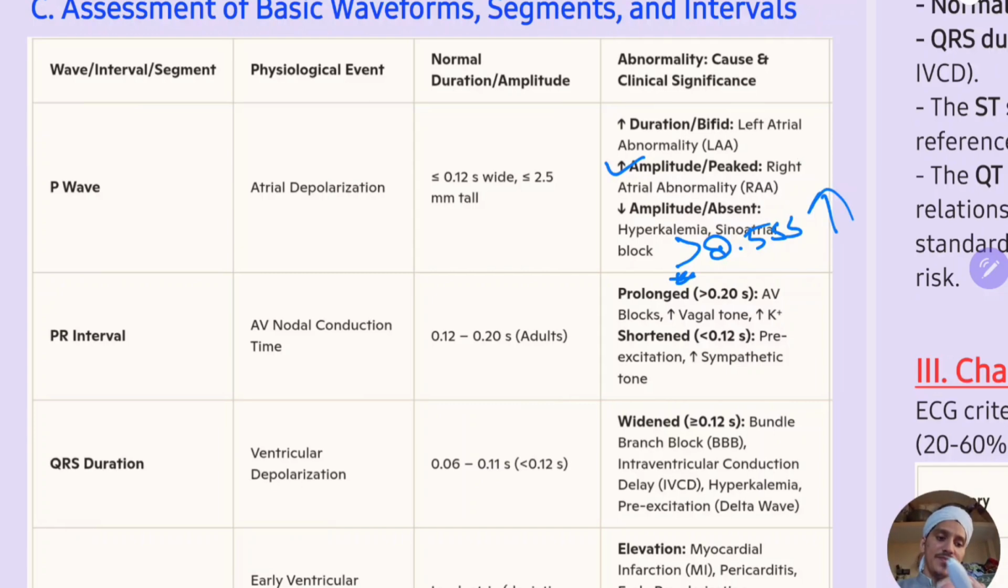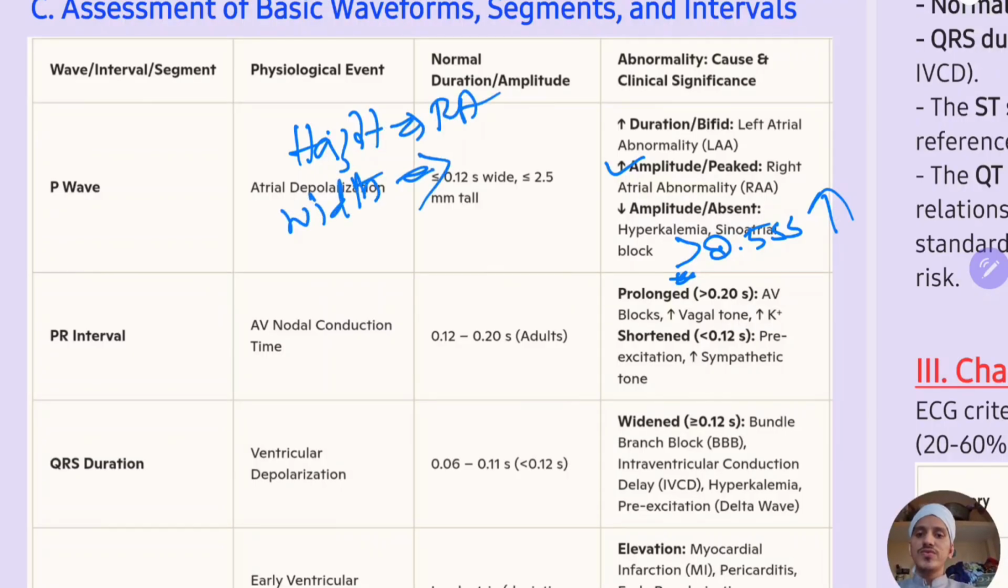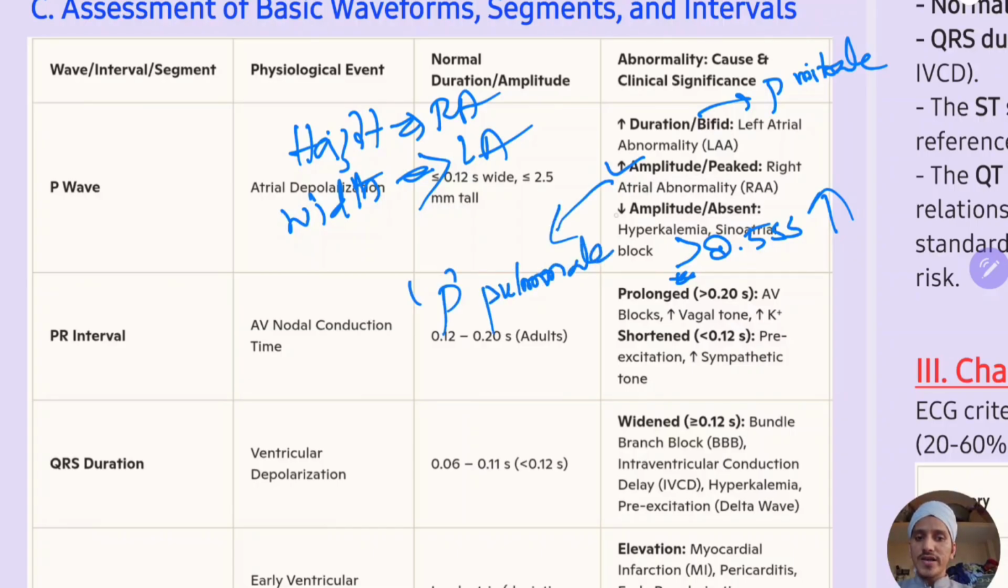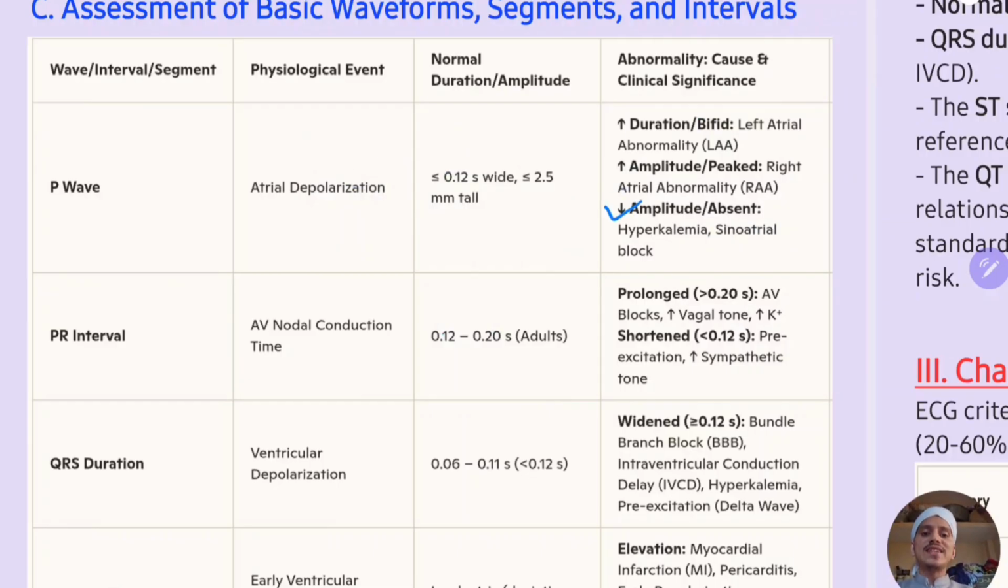So height is right atrium, and width will give you a clue to the left atrium. Remember this one. If the height is more than 2.5 small squares, that means right atrial abnormality, for example right atrial hypertrophy. This is also known as P pulmonale, and the wide one is also known as P mitral.